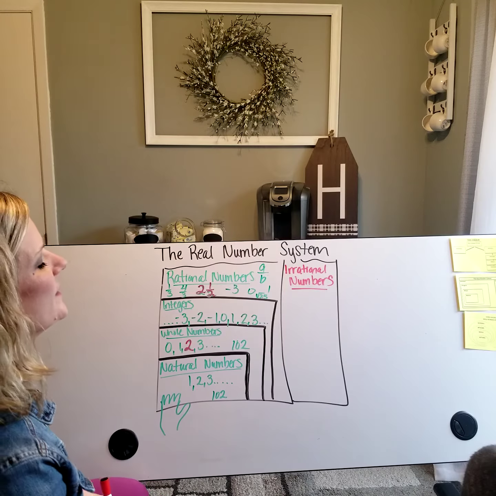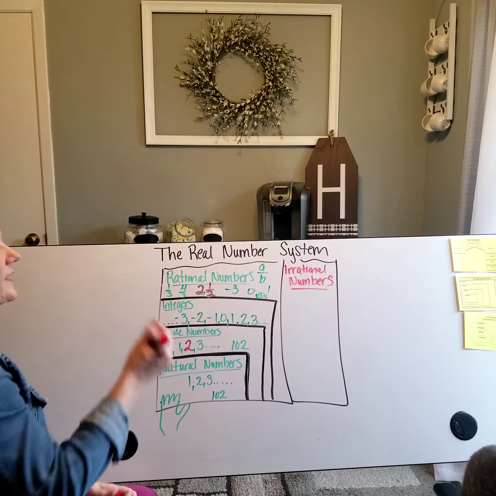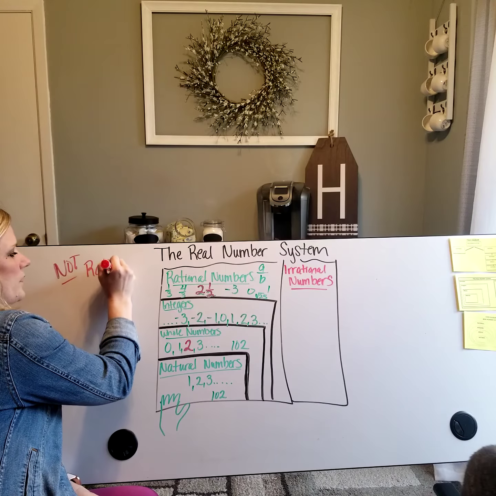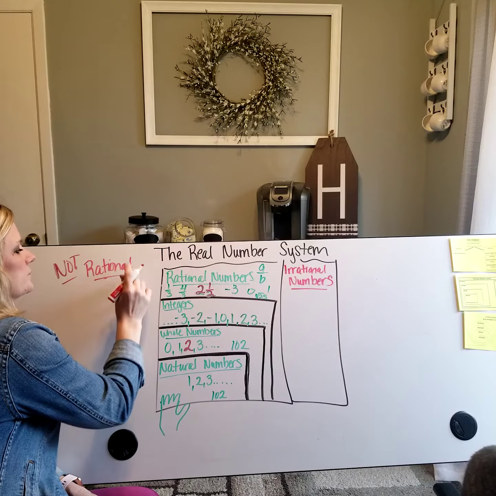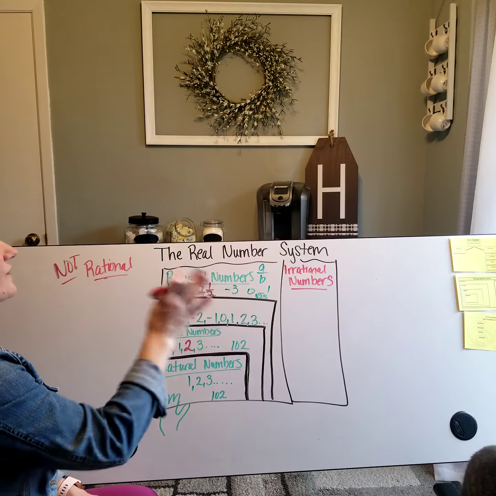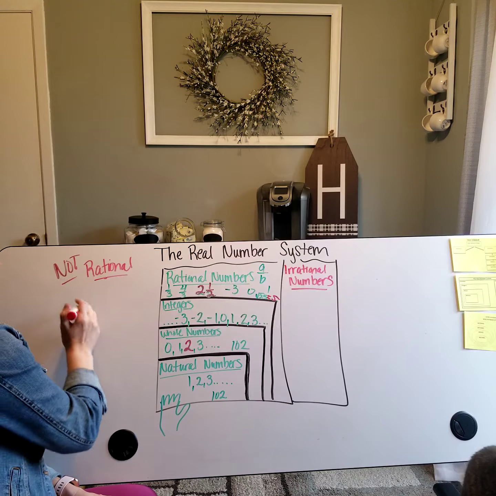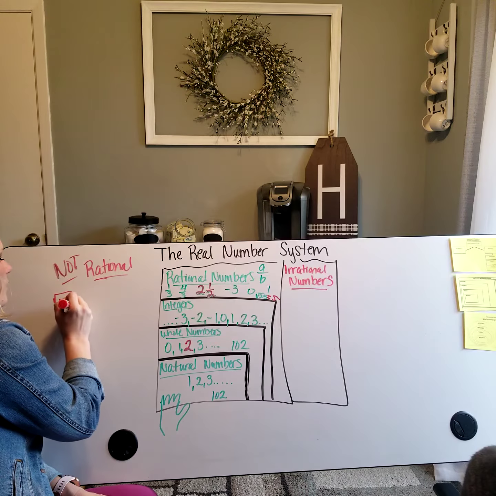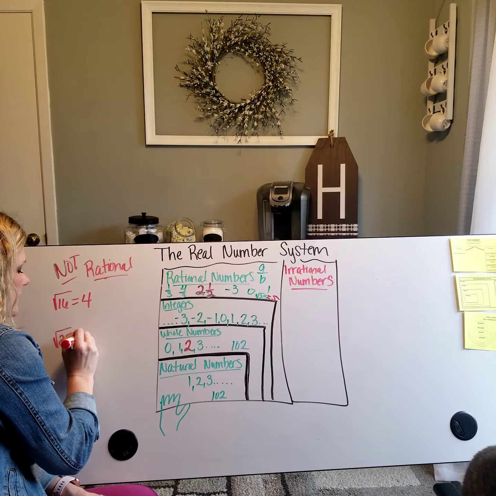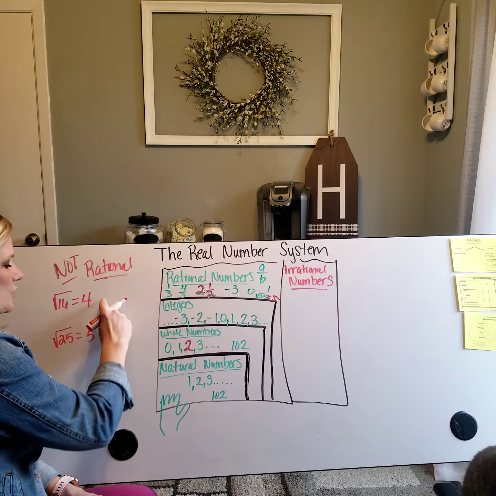Let's go ahead and go to irrational numbers. Irrational numbers, I like to say, are not rational, which means they are not going to fit on a number line. And we would say non-perfect squares. So the square root of 25 is 5, and we want a non-perfect square. We know that the square root of 16 is 4 and the square root of 25 is 5. So those are perfect squares, okay?